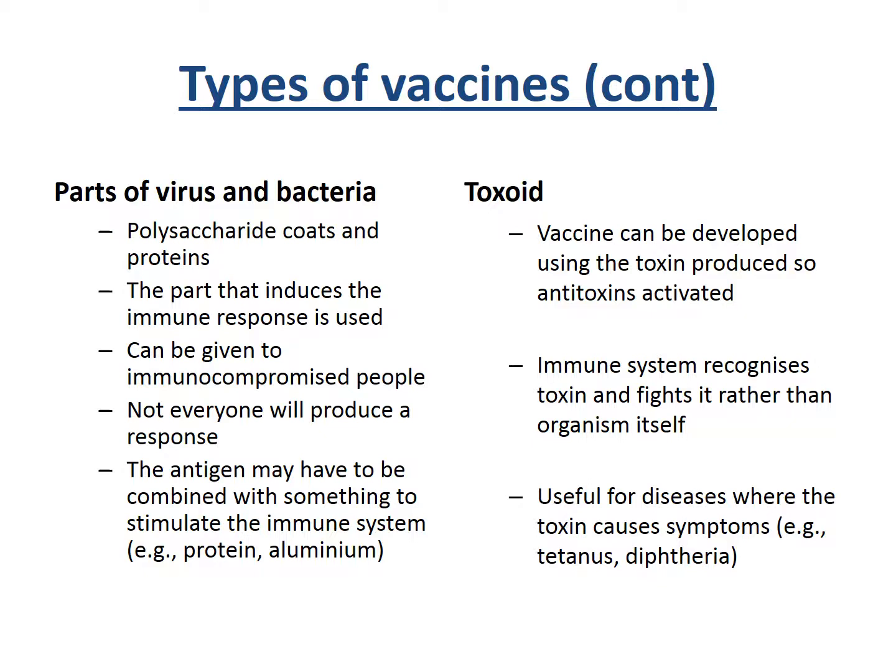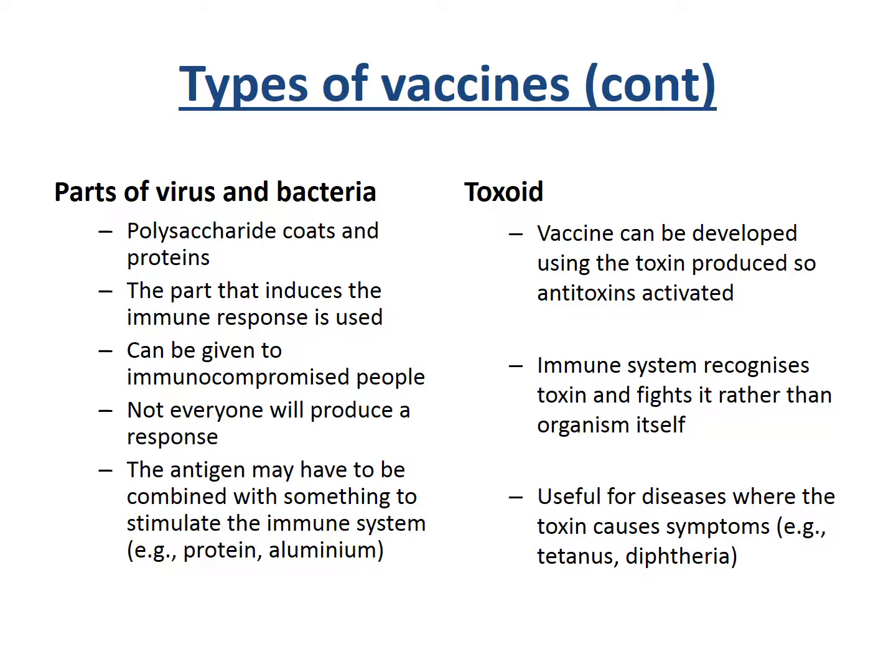And these antigens may have to be combined with something to stimulate the immune system. So we call them an adjuvant. We attach the polysaccharide to something that will help present it to the immune system in a way that makes it more likely to be identified, picked up, and the antibody response produced. So it can be attached to another protein that makes it a bit bigger, makes it a bit more visible, or aluminium is our most common vaccination adjuvant that we use.